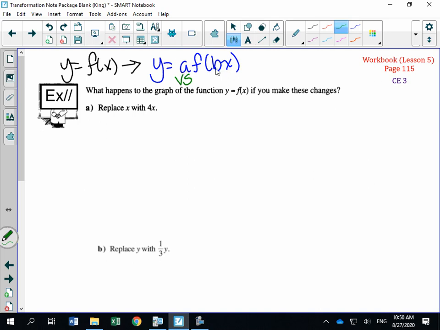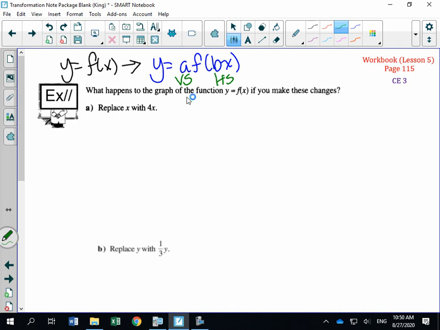The b value is your horizontal stretch. And the stretch factor, it's always the reciprocal of the b value. So if your b value was 5x, your b value would be 5, your stretch factor would be 1 over 5. Okay, so let's look at this example.